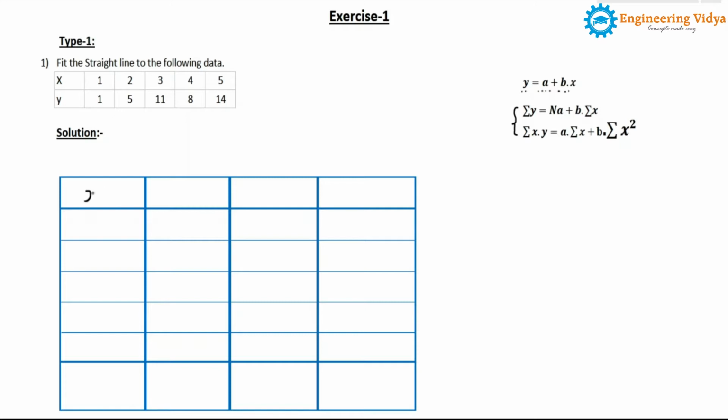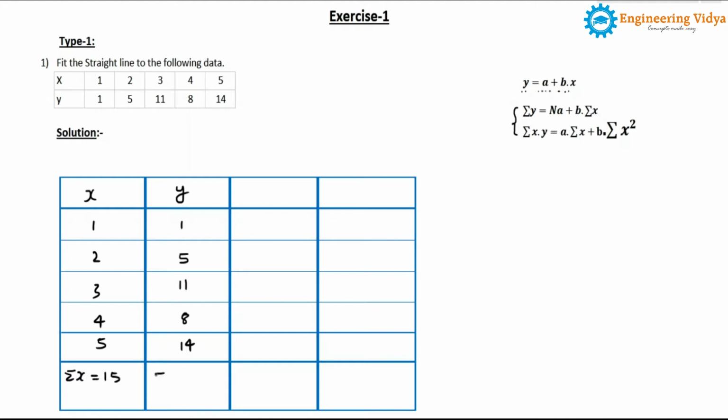We have two variables: the first variable is x and the second variable is y. X has 5 samples, so we write everything over here: 1, 2, 3, 4 and 5. And the samples for y are 1, 5, 11, 8 and 14. I hope you understood. Since we need to find the summation of x also, from this table the summation of x is equal to 15.